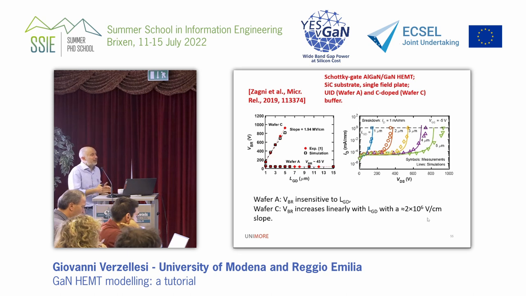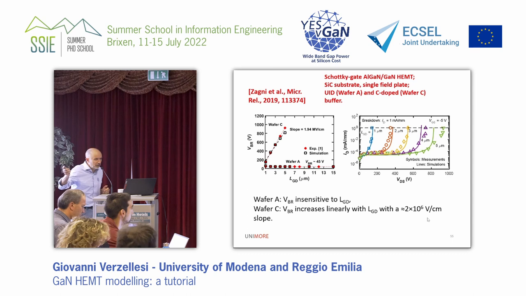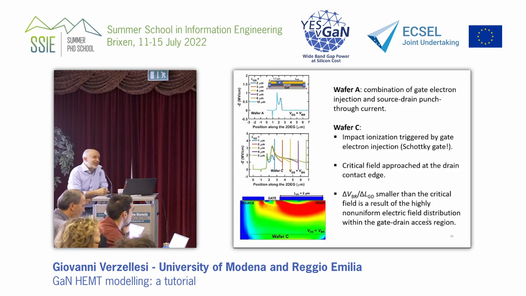This was the question. And the answer suggested by simulation is, yes, there is a chance that even if the slope is 0.9 times 10 to the 6 volt per centimeter and not 4 times 10 to the 6 volt per centimeter, which is the critical field, the explanation can still be avalanche. And what is the reason? Actually, the reason is very simple. The reason is non-uniformity of the electric field profile over the gate-to-drain access region.